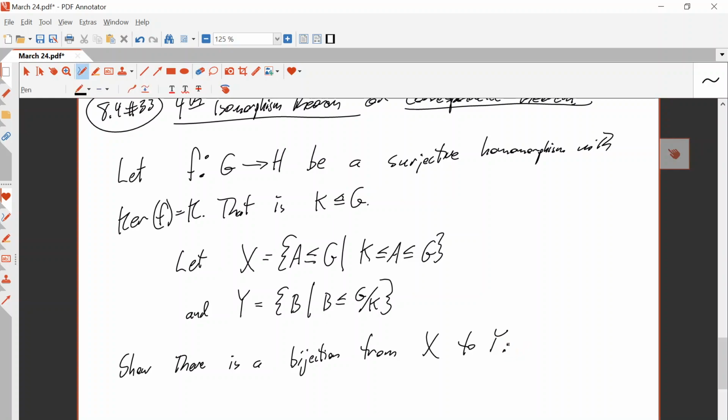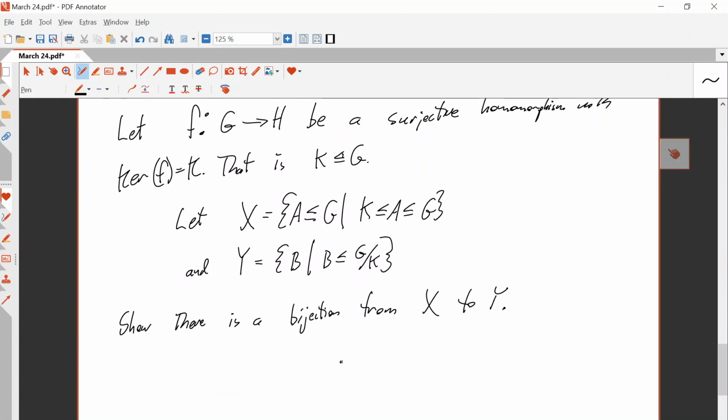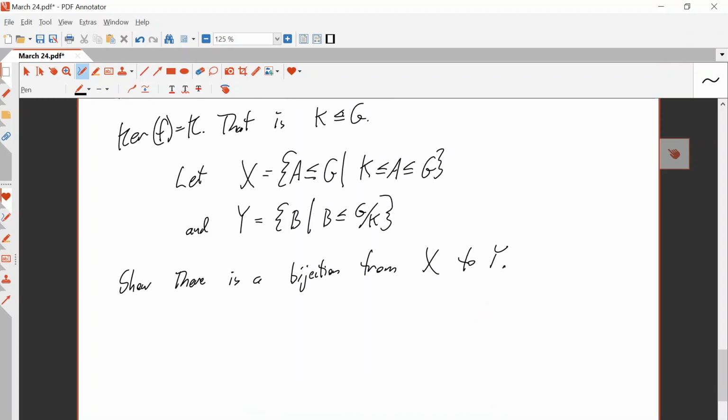Okay. Show there's a bijection from X to Y. All right. Well, first of all, what is the bijection? Well, we're going to define a function from X to Y. So define the function.